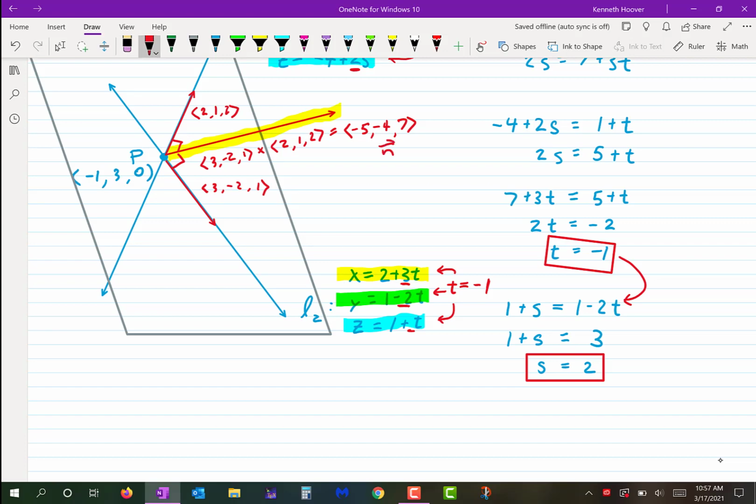So now we can write down the equation of the plane. It'll be -5x minus 4y plus 7z equals, and for this number d, we just do the dot product of our normal vector with the vector for our point P. What would that dot product be? It would be 5 minus 12 plus 0, so it'll be -7. And there we have an equation for the plane.